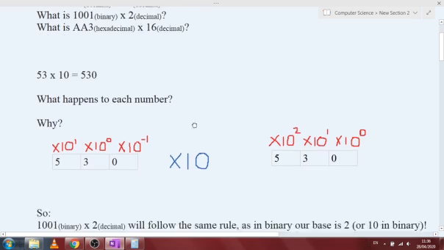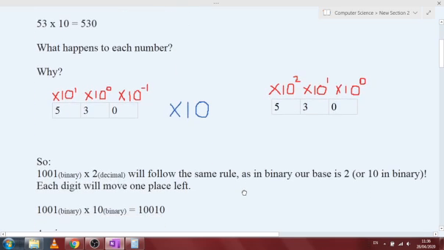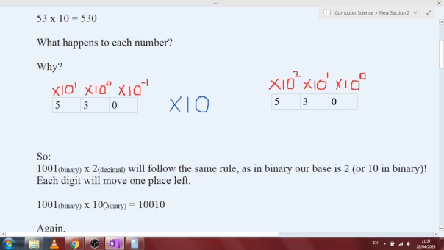So if we extend this into our other number systems, so we have 1001 in binary by 2 in decimal. In this we just follow the same rule. If you remember, in our binary, our base is 2. So if we were in binary, we'd write 2 decimal as 10. So again, when we multiply by 2, really what we're doing is multiplying by 10. Because if we have 1001 in binary, we multiply that by 10 in binary, everything shifts left, and we get 10010. So we're adding that 0 to the end.